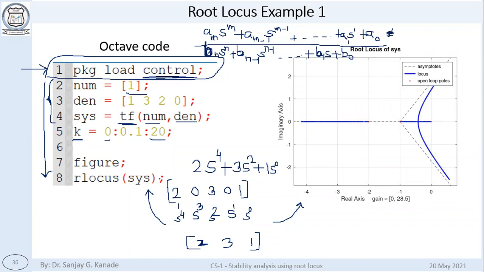I will show you this on the graph also after a while, by actually plotting and actually changing these things. Then this figure command is just going to create a new figure, and on that figure we are going to plot the root locus using the command rlocus(sys). This is the sys, the transfer function that we have created. That is what the program is. Very simple, very small program.